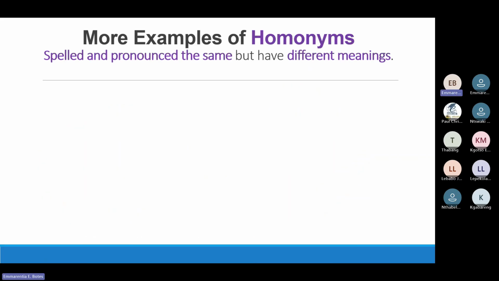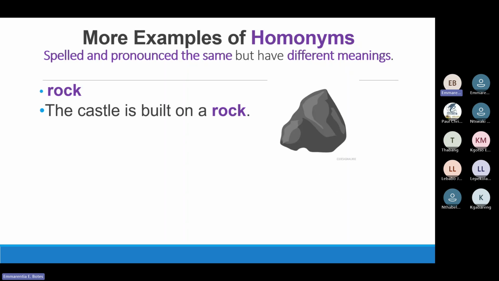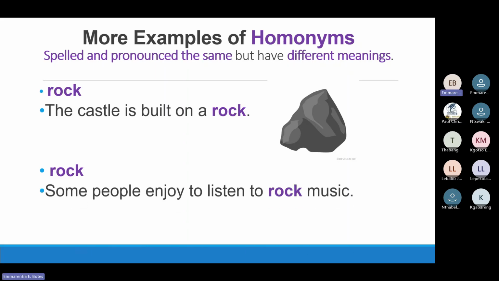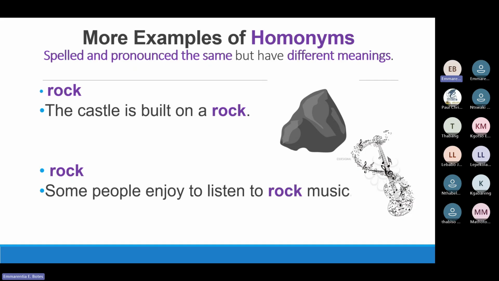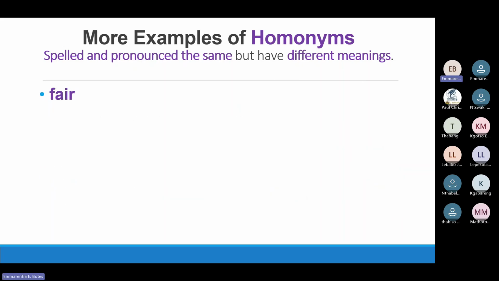Right, let's look at more examples of homonyms. The word rock. The castle is built on a rock. So if we read that sentence, the meaning becomes clear and we have a picture in our minds. Rock. Some people enjoy listening to rock music. And there we have it. Rock, spelled and pronounced the same, but with different meanings. So two images that we see in our heads that are completely different.